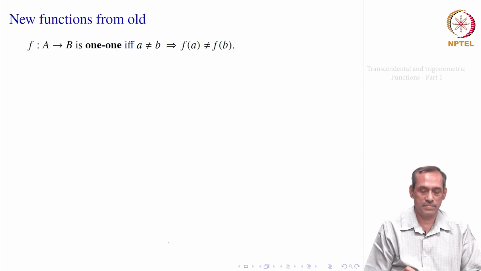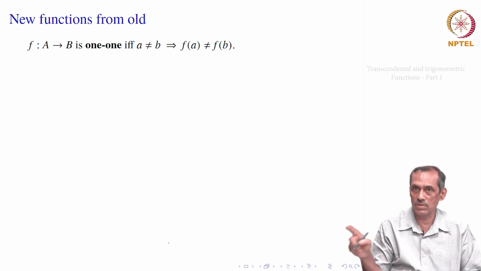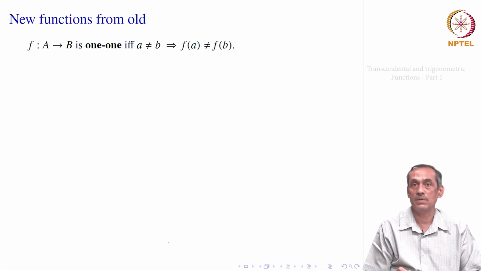Now, look at the idea of the function. When you define a function, we say that for each element in the domain, there is a unique value on the codomain to which it associates.